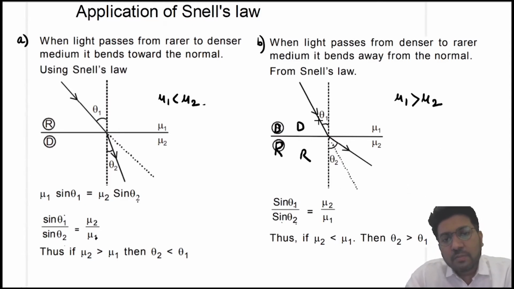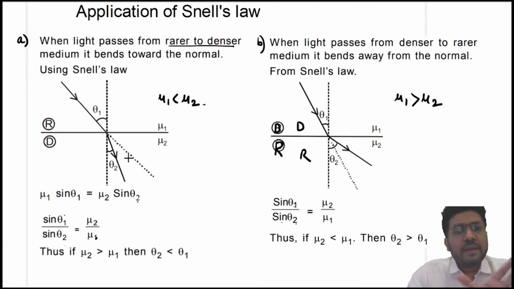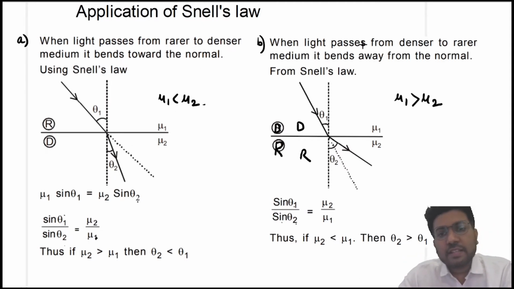If theta 2 is more than theta 1, that means the ray has to bend away from the normal, only then the angle will increase. Right? So this time you will say that the ray bends away from the normal. So when light passes from rarer to denser, rays bend towards the normal, and when light passes from denser to rarer, in that case the ray bends away from the normal.